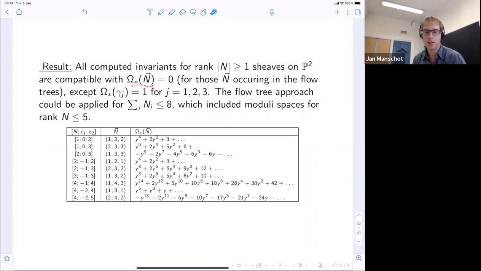That's the standard. If you have dimension vector 1, 0, 0, then the Euler number of the moduli space of representations will be equal to 1.